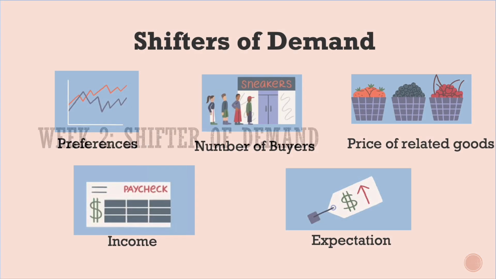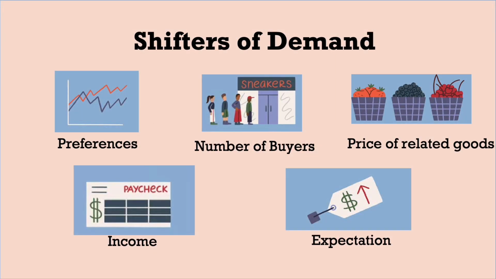So today we will talk about 5 shifters of demand that cause demand to increase, shift to the right, or decrease, shift to the left. They are preference, number of buyers, price of related goods, income, and expectation.